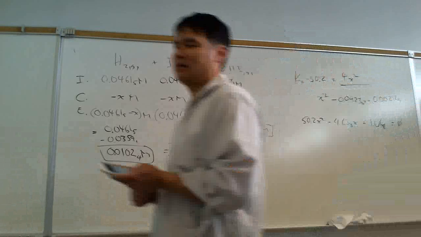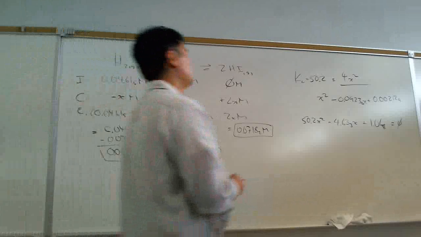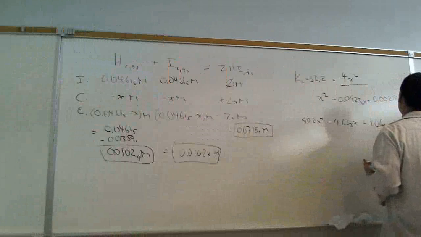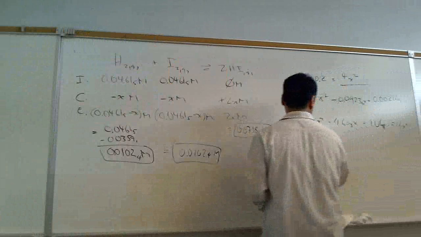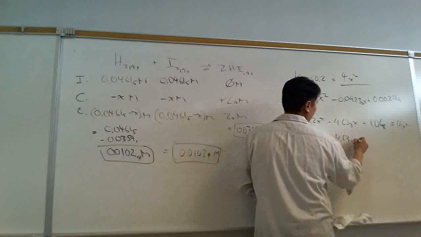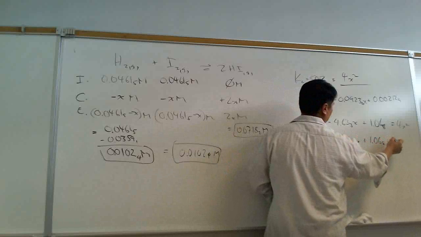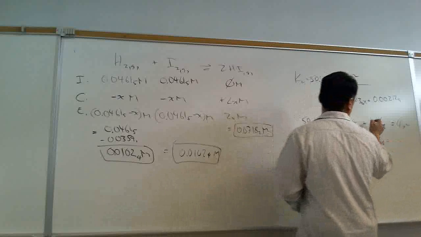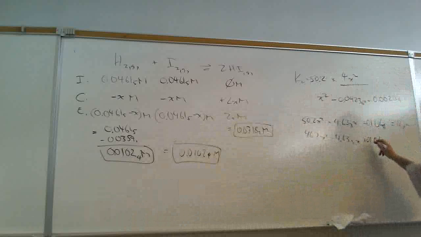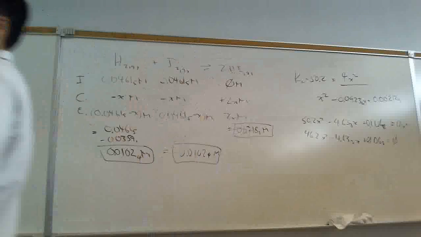Well, I guess that's it. We double checked everything. Is it equal to 4x squared? Yeah, this is equal to 4x squared. And then subtract 4x squared from both sides: 46.2x squared minus 4.633x plus 0.1068. Isn't it 0.1068, not 1.068? Oh yeah, 0.1068, which is what we had before, correct? Yeah.